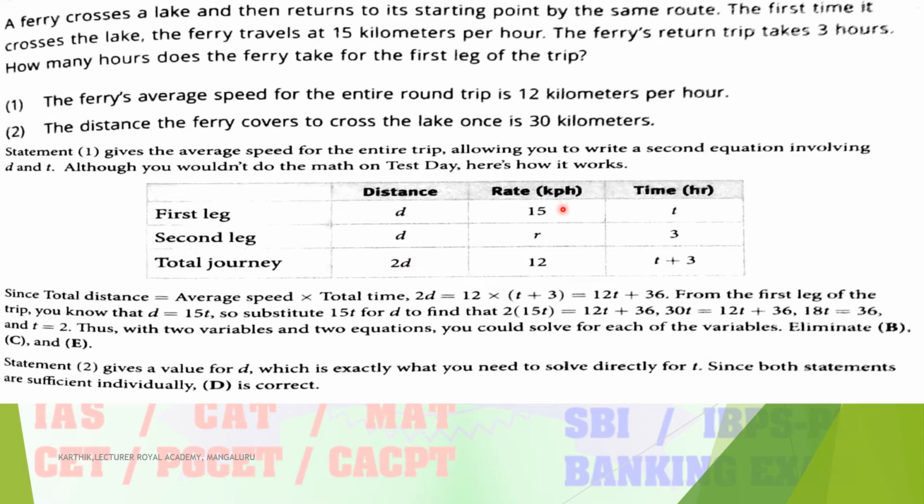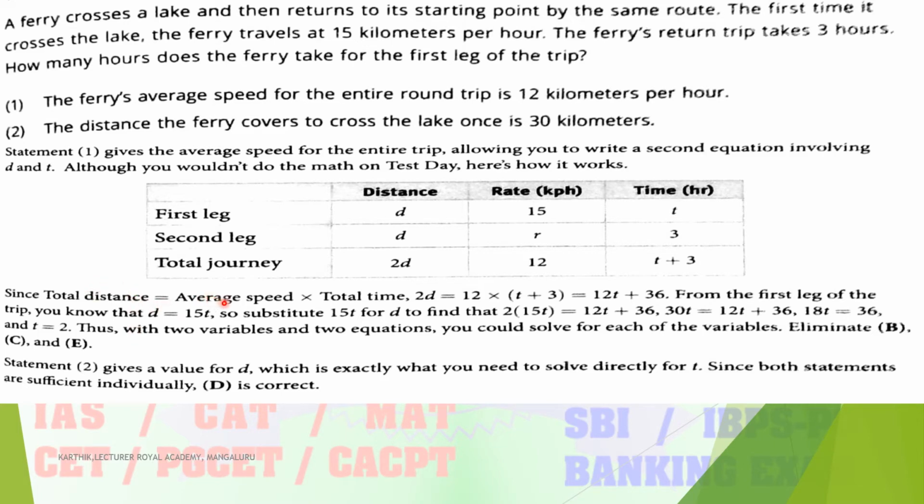And how do we calculate the rate? From the first statement, the ferry's average speed for the entire trip is given, so that is 12. And the total time is T plus 3. So from the first leg as well as the second leg, information is given in the question. You have to find out how many hours the ferry takes for the first leg of the trip, so time of the first leg is what you have to find.